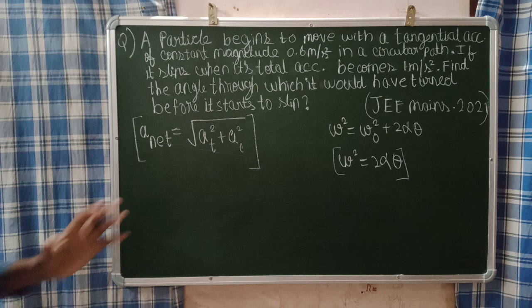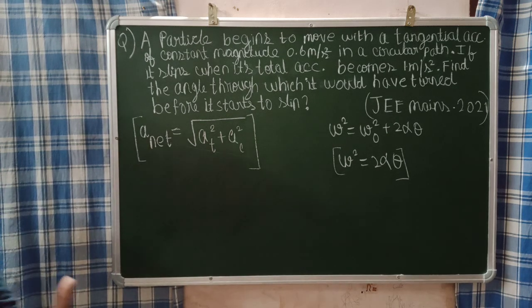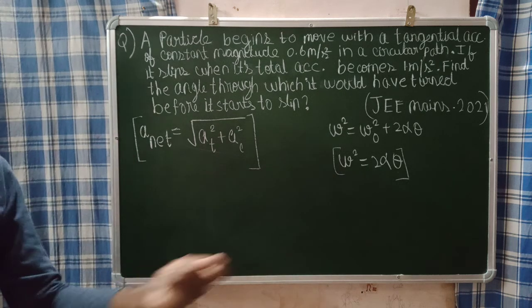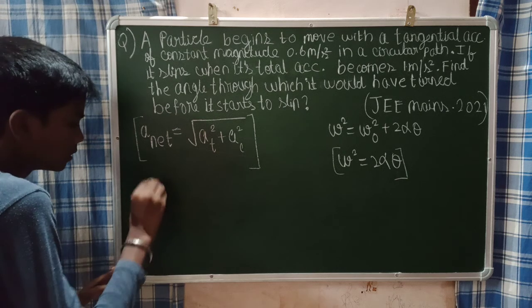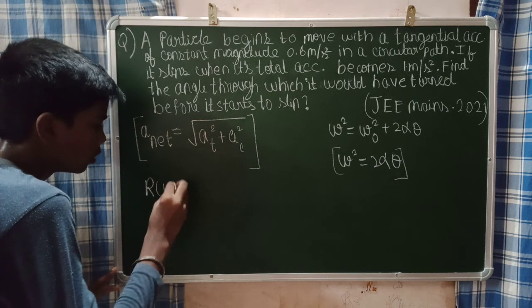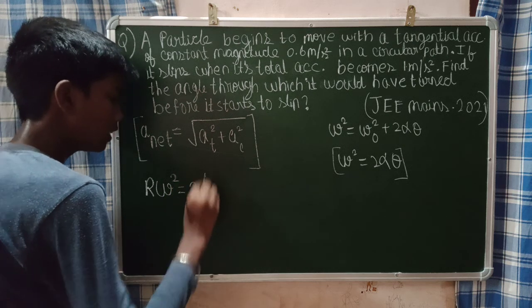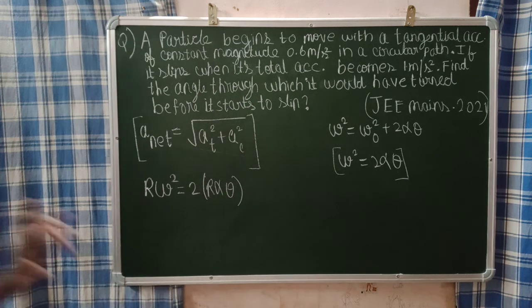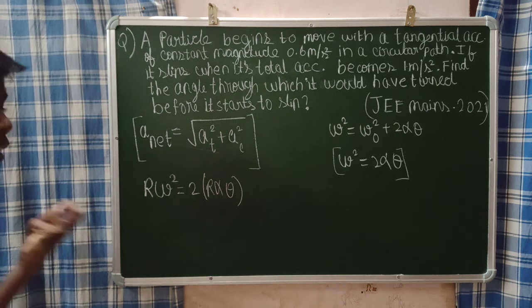Now, in this particular equation, I am going to multiply your radius r on both sides of the equation. I am going to multiply your constant radius r on both sides of the equation. When I multiply, I will get the same equation as r into omega square will be equal to 2 into r into alpha into theta. Correct na? This is what you will get when you multiply the constant radius r on both sides of the equation.